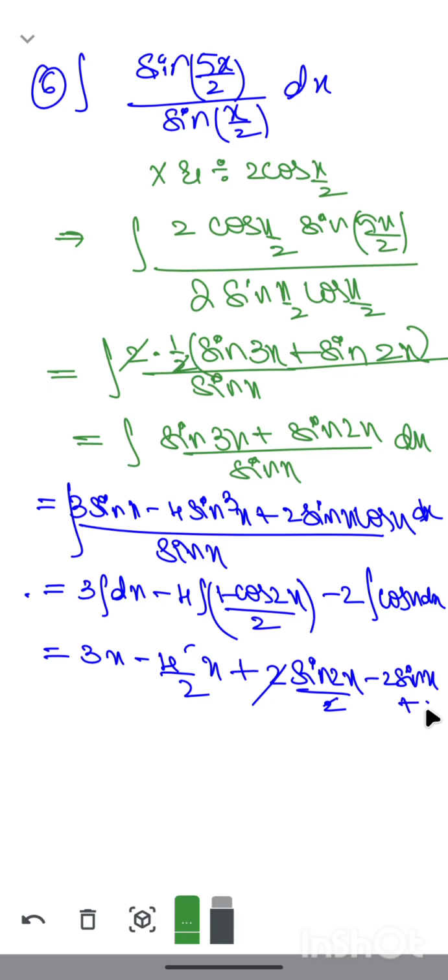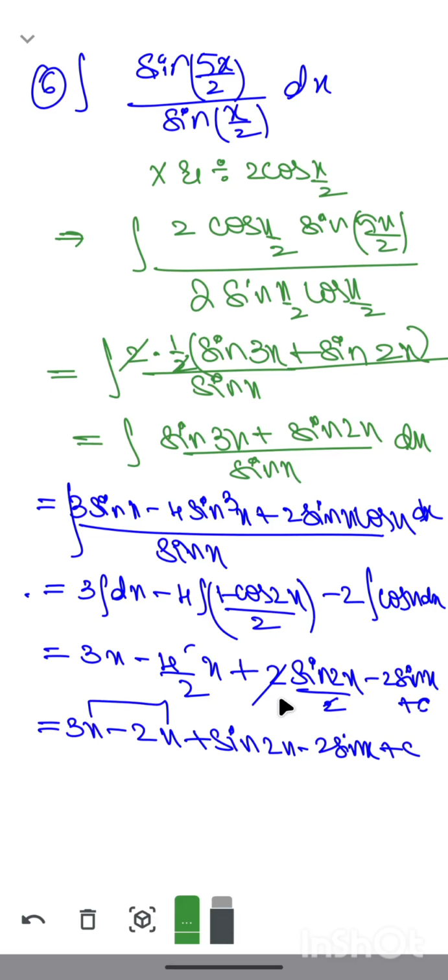So finally if I simplify, we get 3x minus 4 by 2, which is 2x, plus sin 2x minus 2 times sin x plus c. Here 3x minus 2x is nothing but x, and the remaining is sin 2x. So x plus sin 2x minus 2 times sin x plus c.